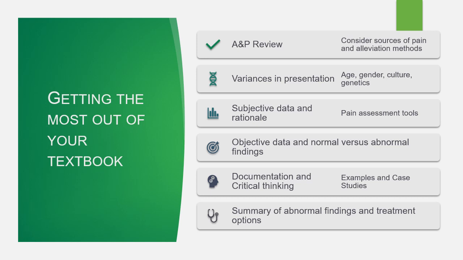Always review the documentation and critical thinking at the end of each chapter, and read the examples and case studies provided to help solidify your understanding of the material. At the end, there's a summary of abnormal findings and treatment options that is really an excellent review of the treatment of pain. The very last page in this chapter gives a brief explanation of RSD, which we'll talk about more in our second semester.